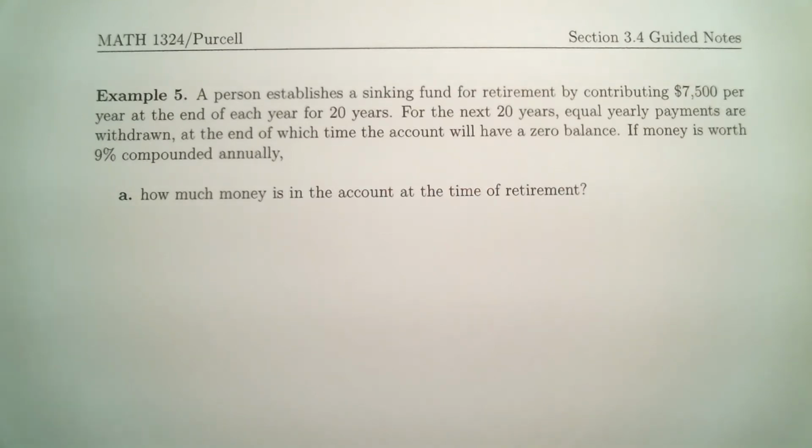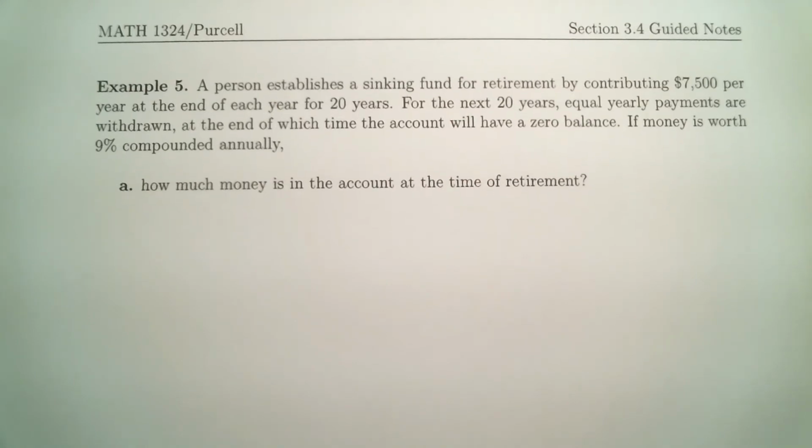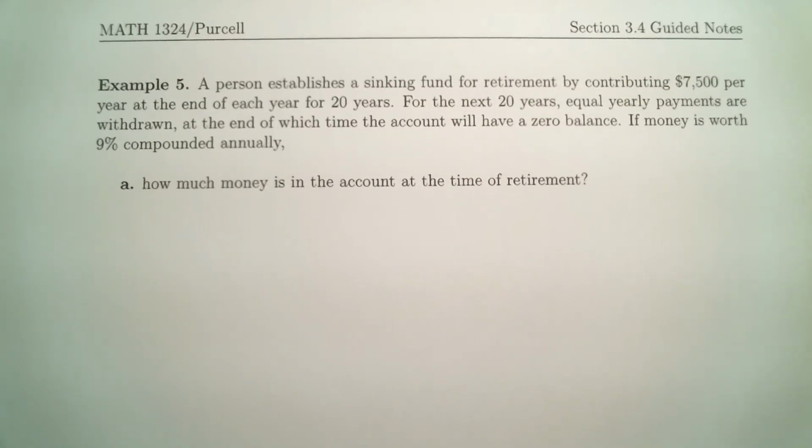So it has two parts. Part A deals with saving for retirement, and then part B, once the person has the nest egg established, talks about pulling money out of the retirement account once they're retired. So that's what's going on in a nutshell. In part A, how much money is in the account at the time of retirement?